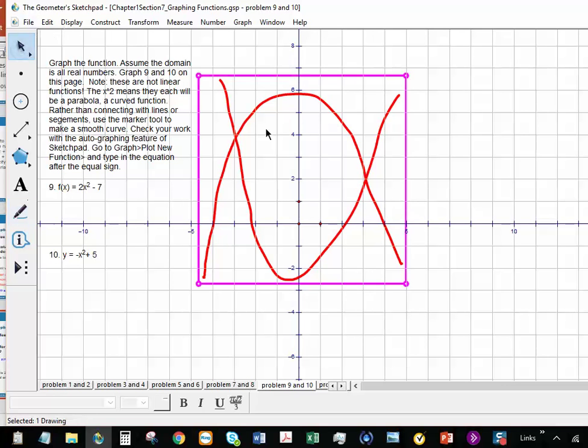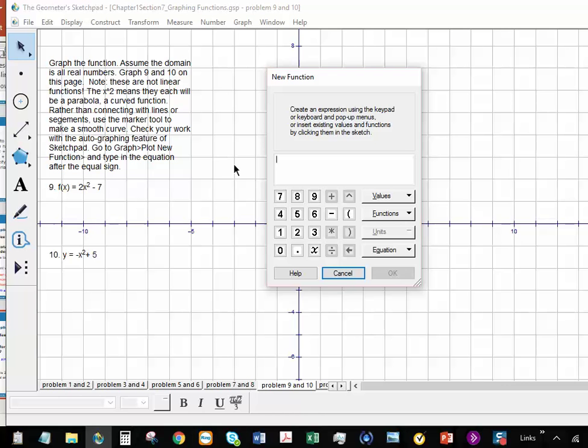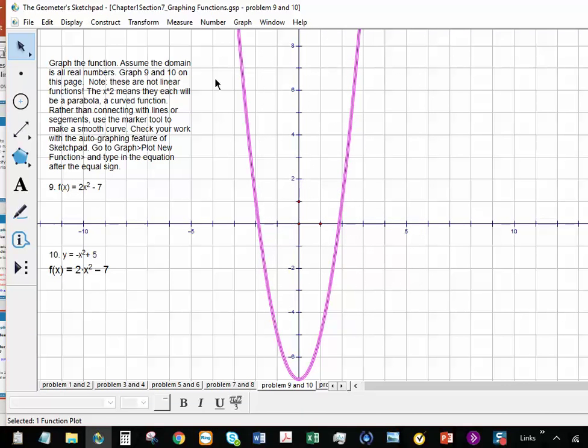And here is a little hint, if you're watching this, that you can check your graph when you're done by going to Graph, Plot New Function, and type in the part after the equal sign, as long as it's f of x equals or y equals. So I can type in 2 times x squared, this is the square button, and then minus 7. Make sure that this function looks just like this, and hit OK, and it will graph it for you. And then you can check if your points are on this graph, and if they are, then you made it correctly. It's easier than trying to connect these points with the marker tool.